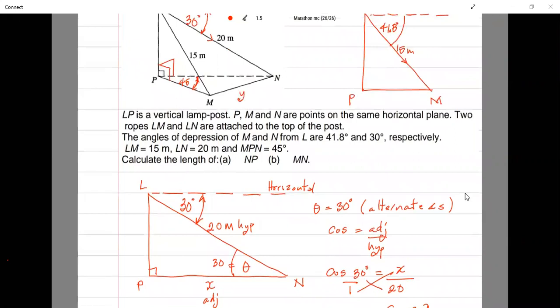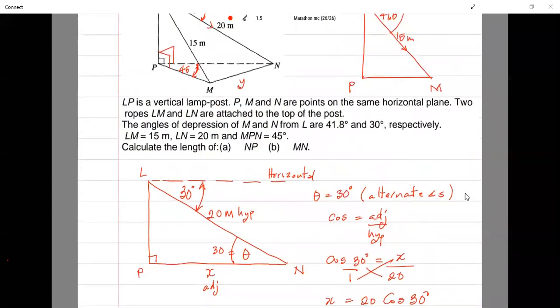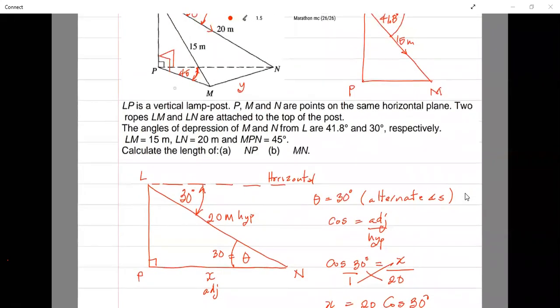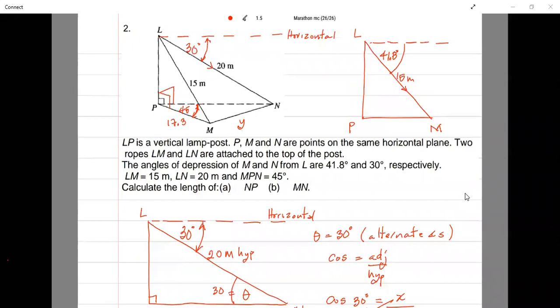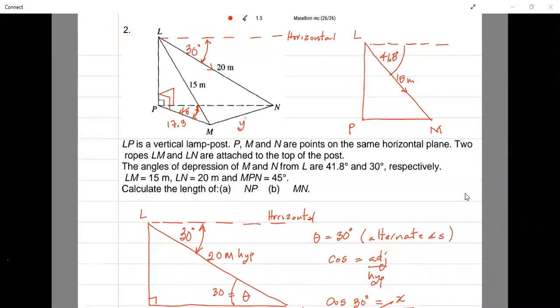We could call it Y. We just found this to be 17.3. We're asked to calculate Y. But can anybody see that in order for us to find Y, we need this side here? Let's call it Z. Anybody see that we need to find Z first?